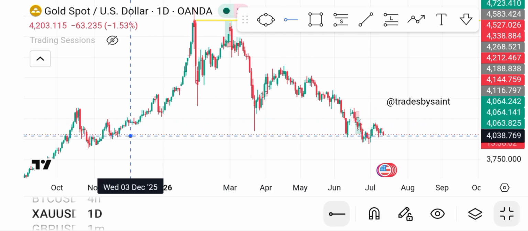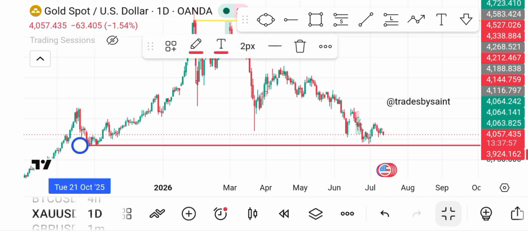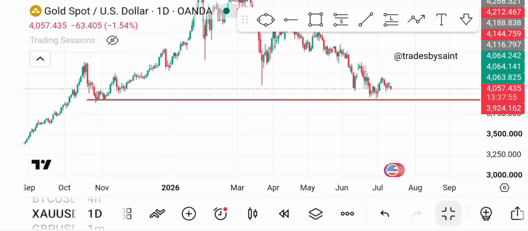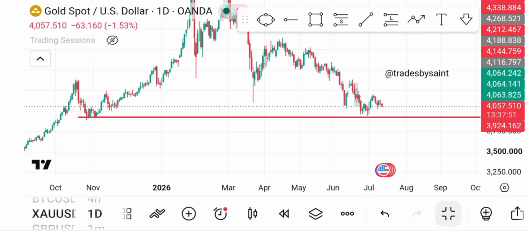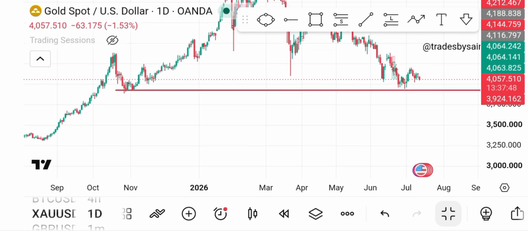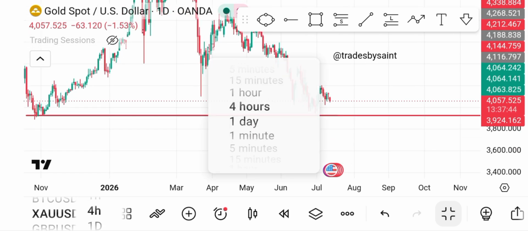So let me mark out this region now. This is where we are currently. I'll mark it out with red because it's a signal zone where we should be careful. All right, so let's go to 4 hours. Let's see what we are expecting this week.